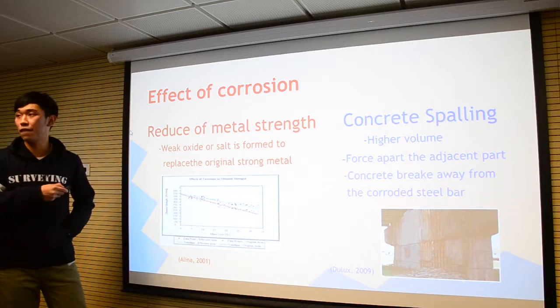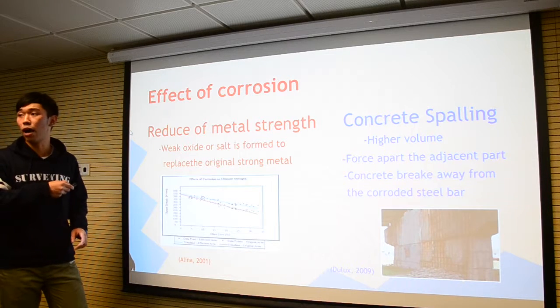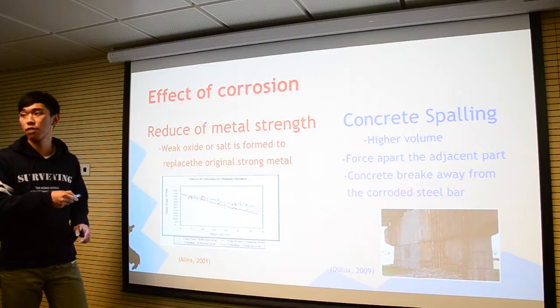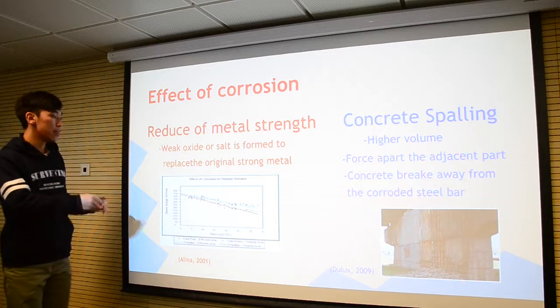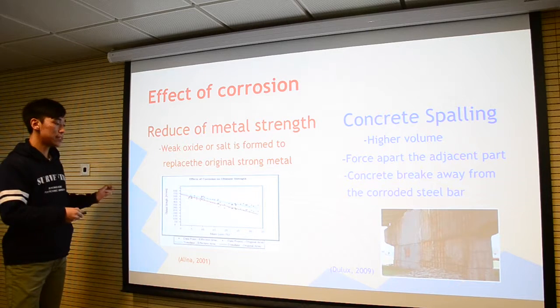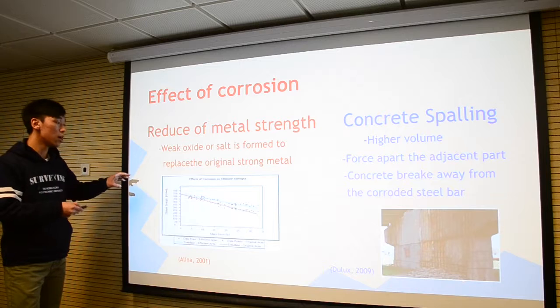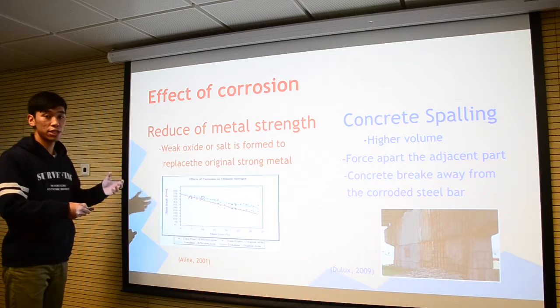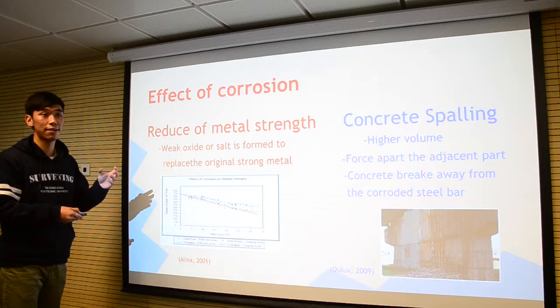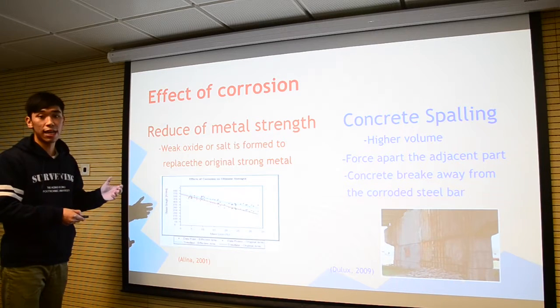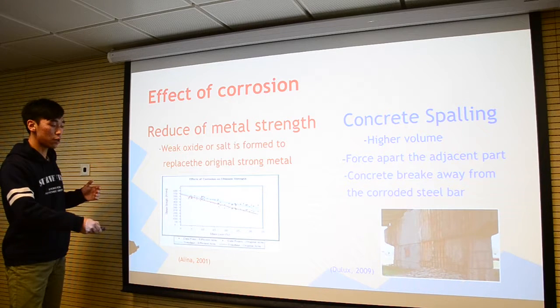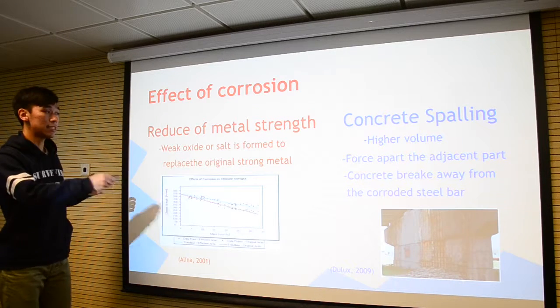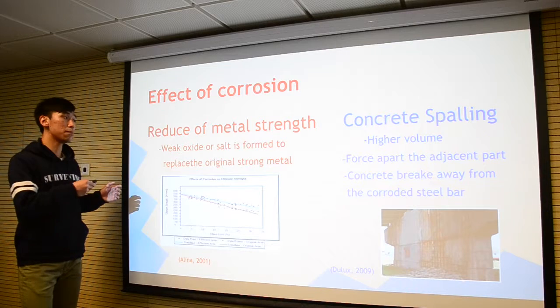Now I will talk about the effects of corrosion. First, it will reduce the metal strength. Why will it reduce the metal strength? It is because weak oxide or salt is formed to replace the original strong metal. Now we can focus on the case of aluminium. It shows how corrosion affects the ultimate strength, which is the strength the metal can withstand before it is sheared or compressed. You see that when the corrosion occurs more, when the mass loss of the aluminium becomes greater, the strength decreases more. So we can see that corrosion can actually reduce the metal strength.